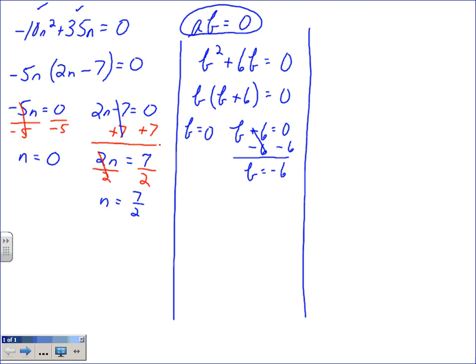Or if I were to put in 7 over 2. So really we only had to divide 7 by 2 because it was in front of that. Correct.